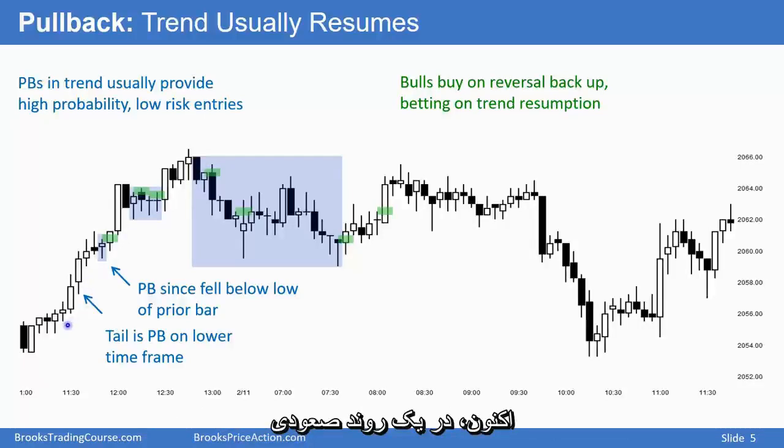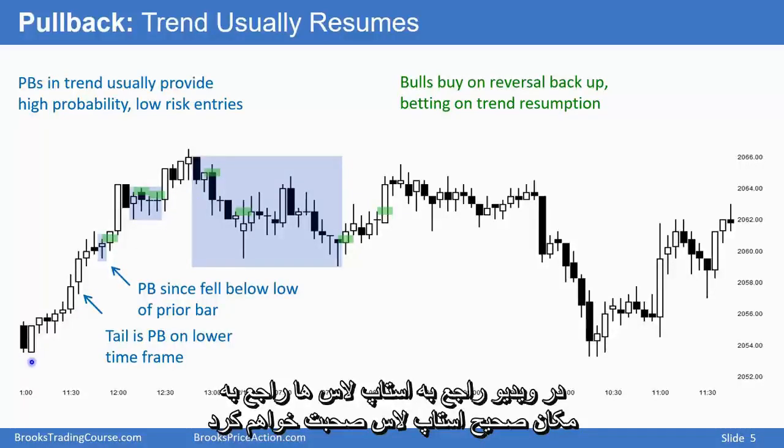Now, in a bull trend, if you buy 1 tick above this bar, you do not put your stop there. You have to put a stop way down here. In the video on stops, I will talk about the correct place for stops.